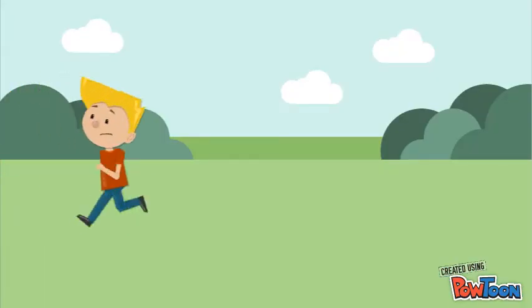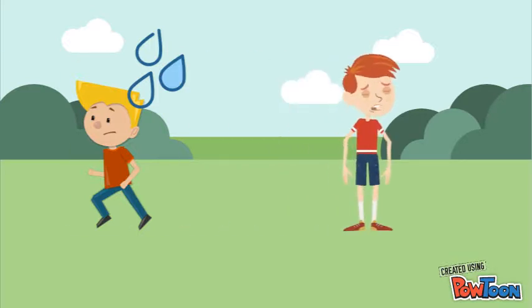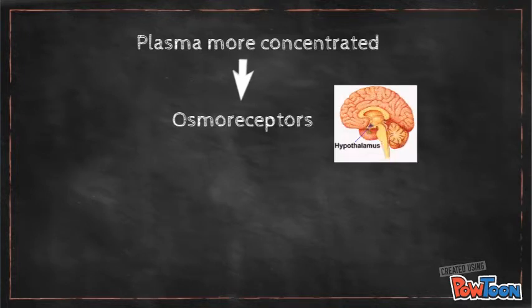Let's look at a cross-country runner to see how fluid balance is maintained. Notice as the runner is sweating. If he continues to lose water and, to a lesser extent, salts, he may become dehydrated. When the runner loses water by sweating, his plasma becomes more concentrated in solutes, and osmoreceptors in the hypothalamus detect the increased osmolarity, or concentration of solutes, in the plasma.